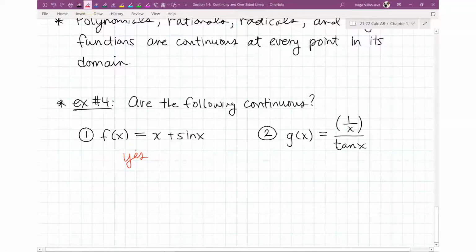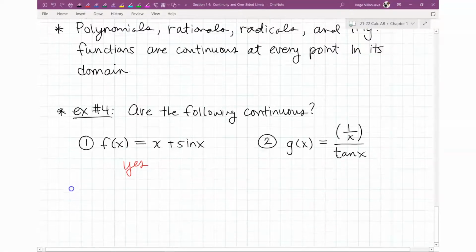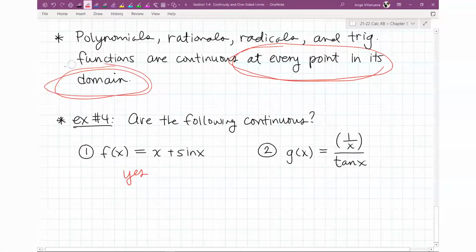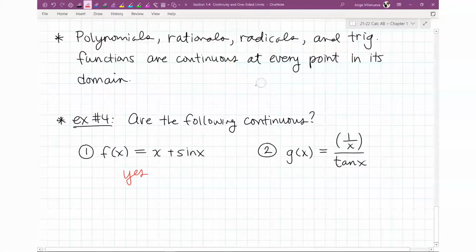Question 2. Is 1 over x a continuous function? All right. So you might say, wait a minute, Mr. B, you said it was. I said at every point within its domain. So it is continuous everywhere in its domain, but in general, is 1 over x considered a continuous function?